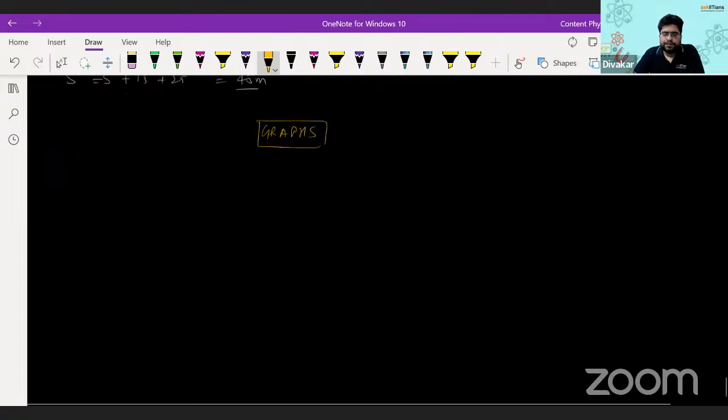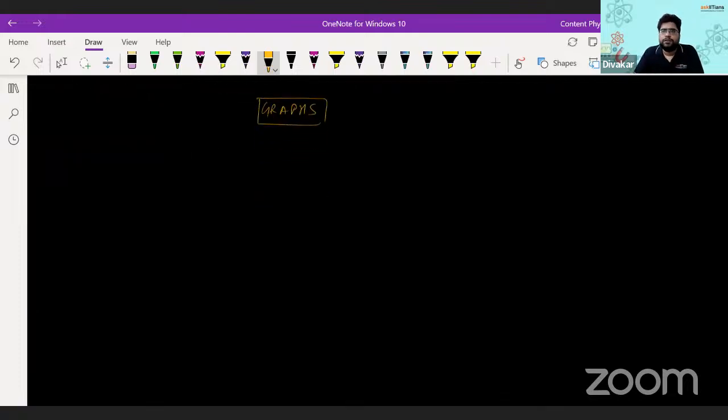in case of graphs, understand one thing: there are some graphs which are called conventional graphs. For example, displacement versus time graph, velocity versus time graph, acceleration versus time graph. And there are some graphs which are not that conventional. So for example, V square versus X graph, acceleration versus X graph, and so on.